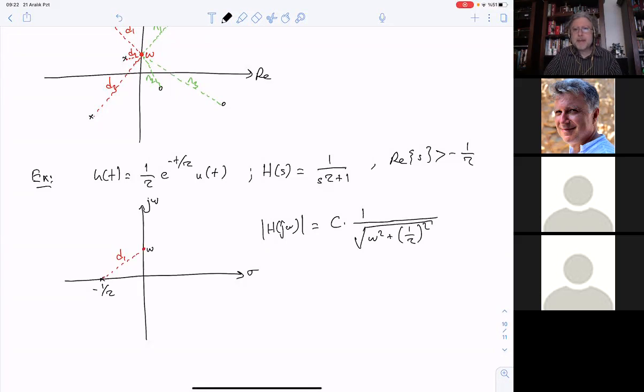Because it's a triangle. This length of the 90 degrees triangle is omega. This length is 1 over tau. Therefore, this is the hypotenuse of this triangle, which is omega square plus 1 over tau square in square root. That will give me this length.